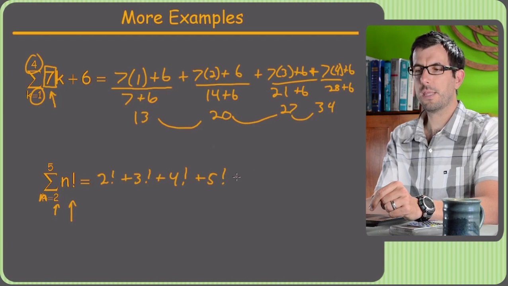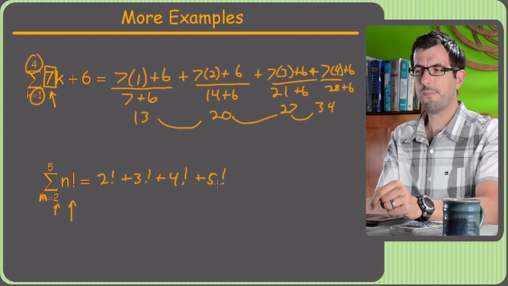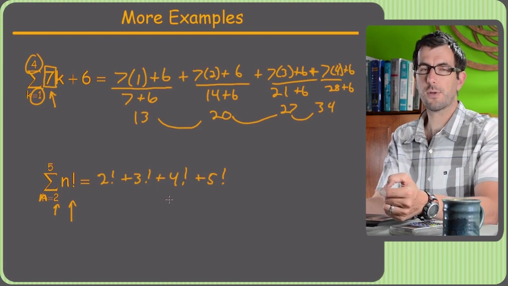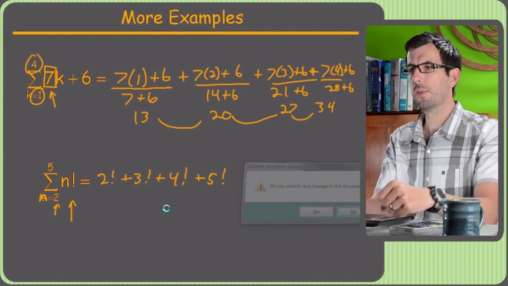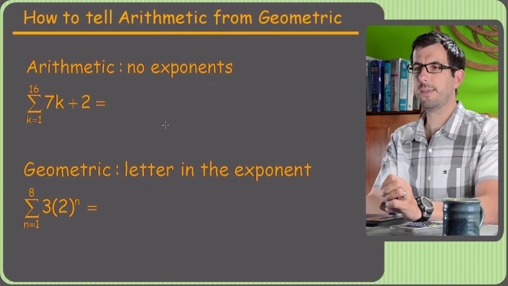I don't want to actually evaluate this. The point is we're going to go from 2 to 5. And then each one of these numbers, like 4 factorial, is 4 times 3 times 2 times 1, just to remind you. If you're not familiar with that, search for it on this site.